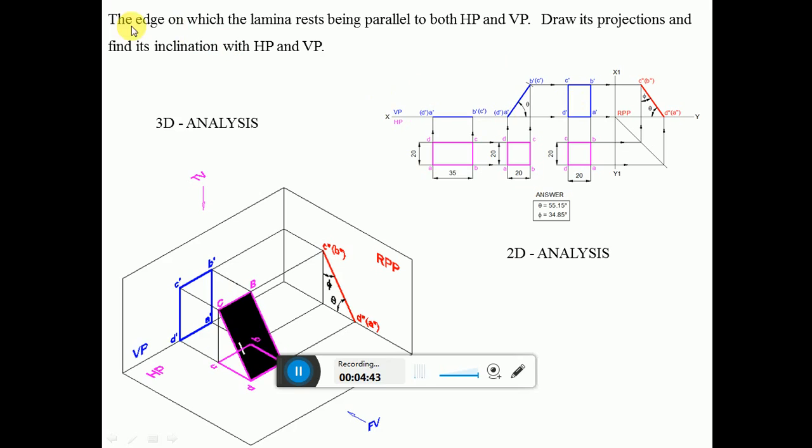So the edge on which the lamina rests being parallel to both HP and VP, which is the edge which is resting on HP, is A dash D dash, which is parallel to HP.